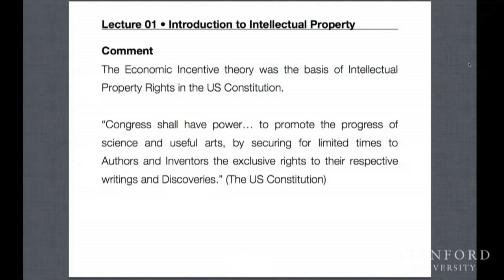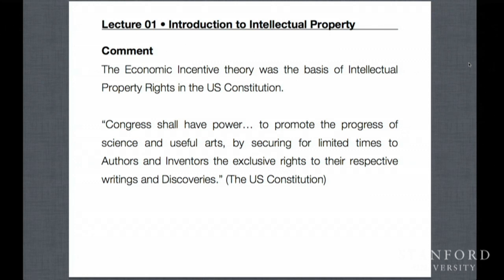The economic incentive theory was actually the basis for when the founders came together and created the Constitution. That's one of my favorite little parts about patent law. When people talk about how there's a lot of movement right now on patent law, and ask whether I'm still going to have a job in 10 years, I kind of chuckle, because my job security stems from the Constitution of the United States. It doesn't seem like it's going to get any better than that.